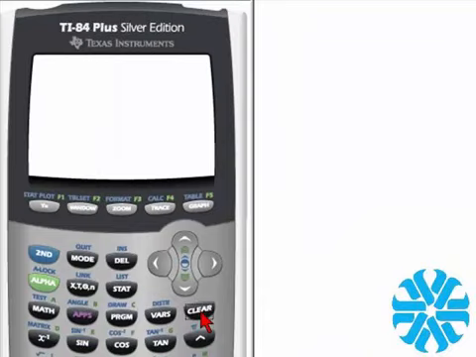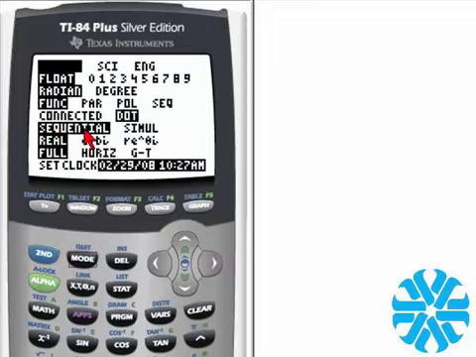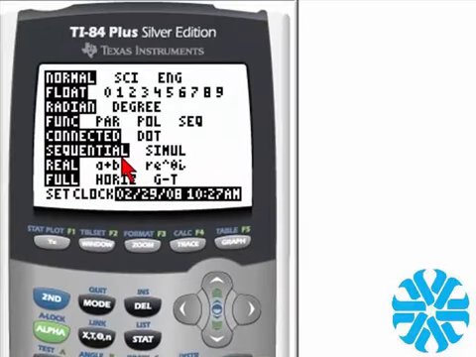Let's take a look at what the sequential and simultaneous mode does. First, what we're going to do is get into connected mode. We will move the cursor down and then select Enter. The sequential mode is already highlighted. Now in sequential mode, the functions are graphed in order, starting with the first function, the second function, the third function, and so on. So let's see what happens here in sequential mode when we graph.